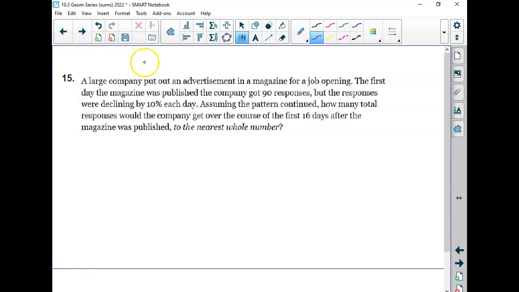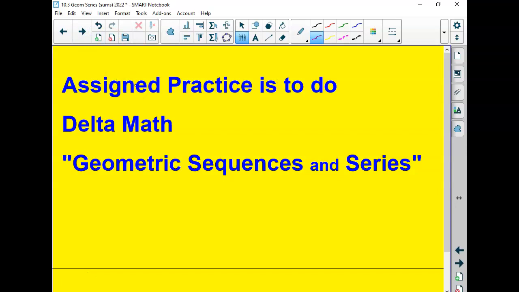All right, I'm going to skip this one. Looks long and complicated, and I think we should be done for the day. I could do it as a warm-up tomorrow or something, but Delta Math, geometric sequences and series, some are applications, some just ask you to find the sequence or the first term or the whatever, and some ask you to actually find the total. So read carefully. Tomorrow we're finally going to learn how to put our calculator in sequence mode.